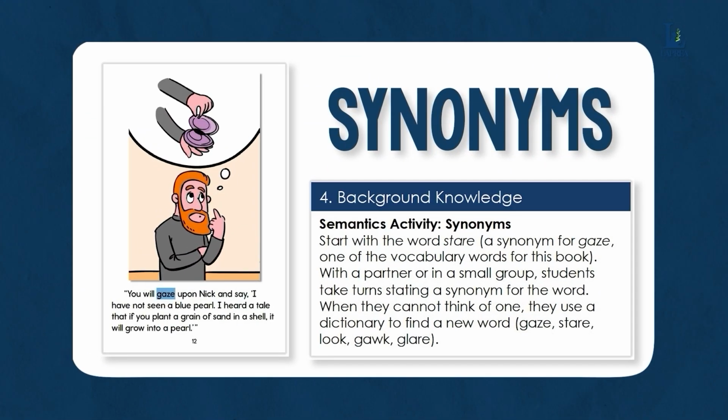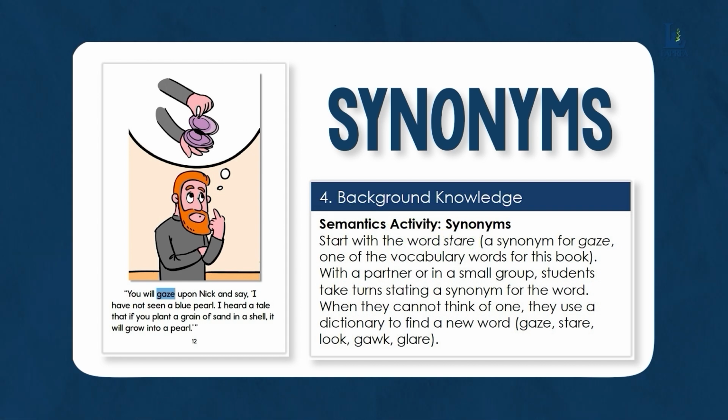The first activity to teach semantics through background knowledge is through synonyms. So here I would go through the book very quickly that I was using for my lesson, and I would choose this word gaze. And then that's what I would start with. And I would say, okay, I know that I want to really dig deep into this word gaze, and I would start with the word stare, because that is a synonym for gaze.